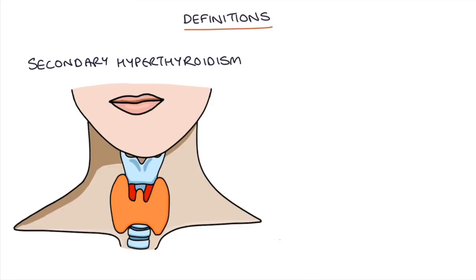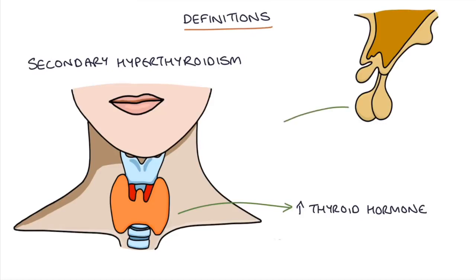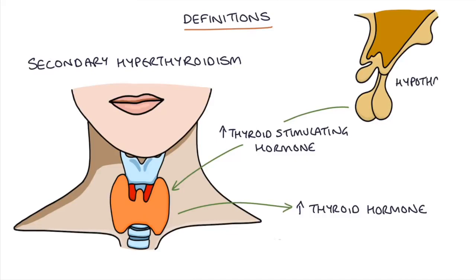Secondary hyperthyroidism is a condition where the thyroid is producing excessive thyroid hormone as a result of overstimulation by thyroid stimulating hormone. So the pathology is in the hypothalamus or the pituitary producing too much TSH, and that's what's causing the high thyroid output.